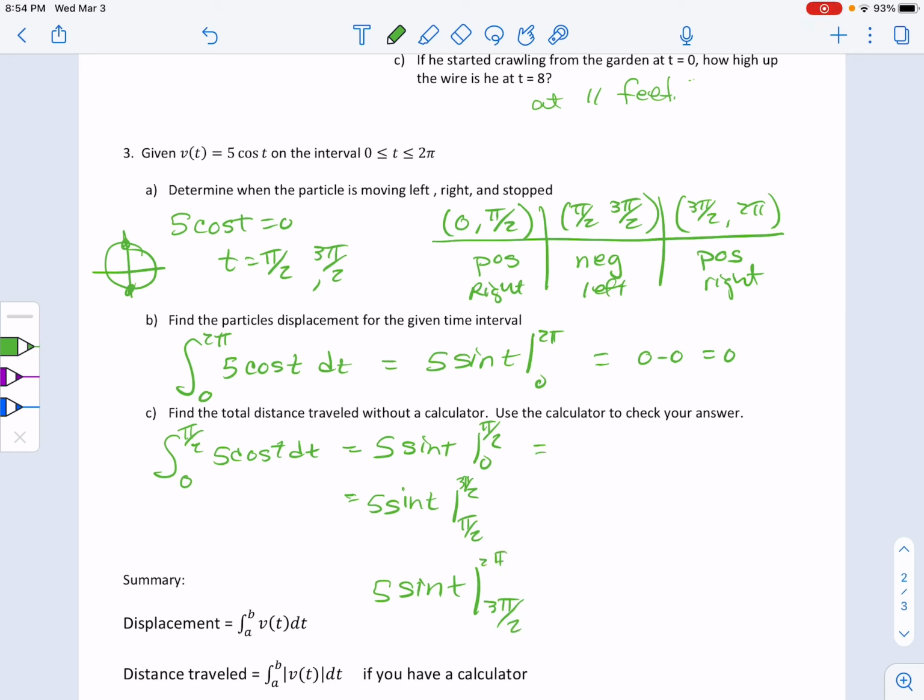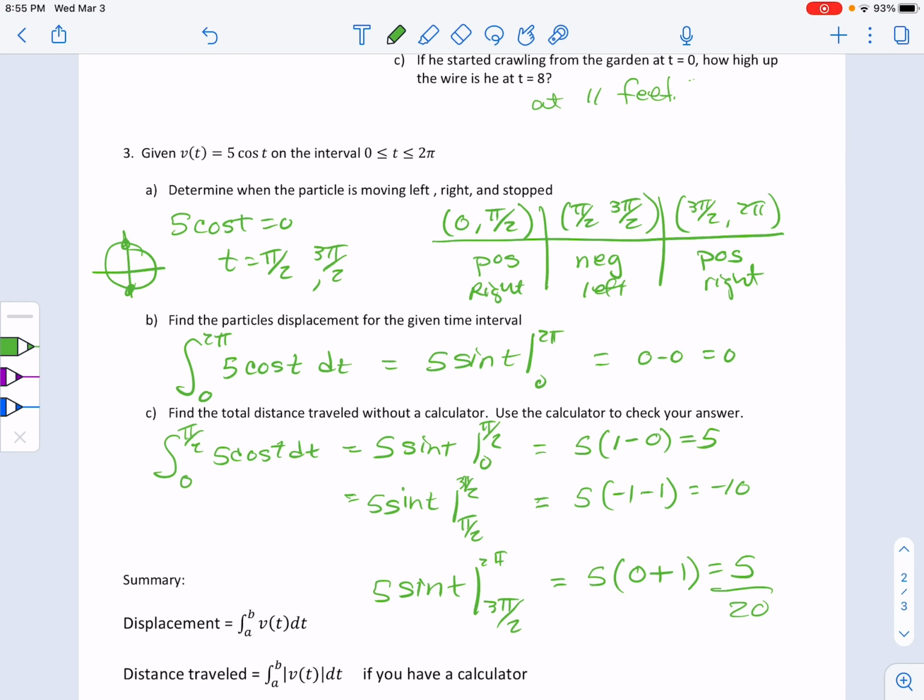So the sine of pi over 2 is 1, so that equals 5. The sine at 3 pi over 2, no, it's negative 1. So I got negative 2 times 5 is negative 10. The sine at pi over 2 is 0. 3 pi over 2 is negative 1, so it's minus a negative 1, so that's 5. Okay, so if you want to do total distance, you take absolute value and you get 20.